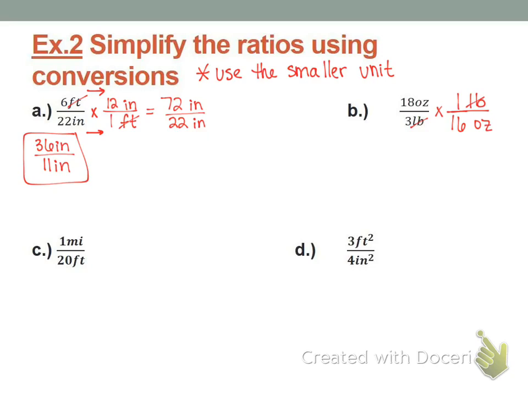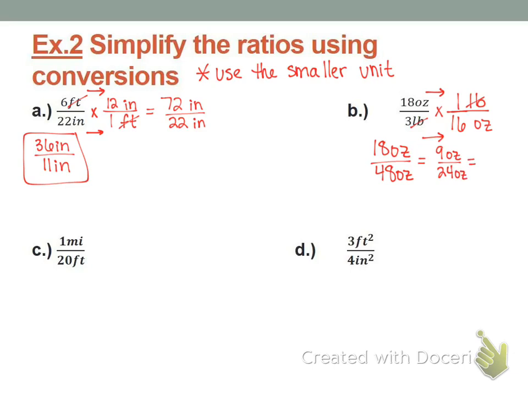Questions about our conversion factor? Okay, multiply across the top. What do we get? 18 ounces. Across the bottom? 48 ounces. This will simplify. What can we divide them both by? You could start with 2. If we divide by 2, what do we get? 9 over 24, but we can keep going.